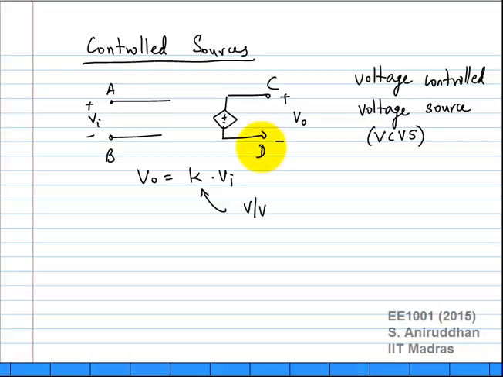So this is a voltage controlled voltage source. How many different kinds of controlled sources can you have now? You can have 4 different kinds of controlled sources. You can have VI and VI, so you can have this relationship. You can have this too. So we will quickly look at all of these.